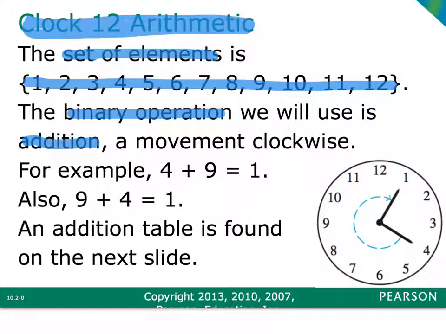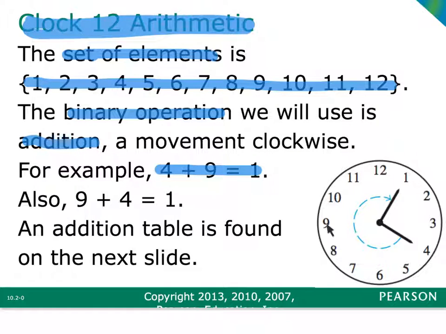So when we move clockwise, we're going to go 4 plus 9. Think about going around the clock. So 4 plus 9 is not going to be 13. It's going to be 1, because we don't have a 13. When you go around the clock, moving clockwise, 4 plus 9: 1, 2, 3, 4, 5, 6, 7, 8, 9, we get to 1, right?